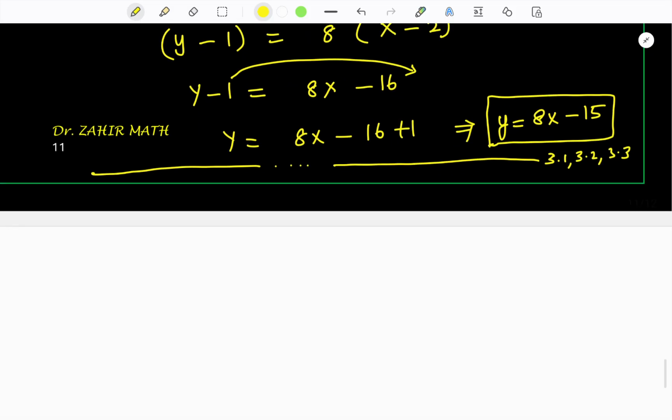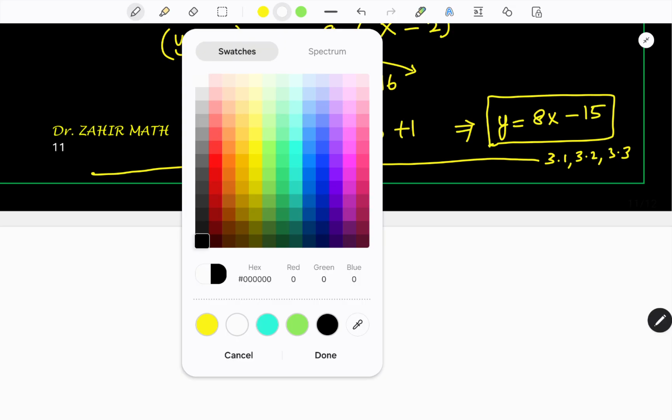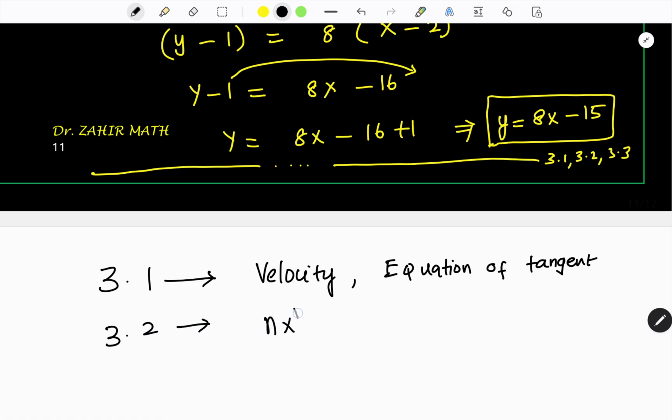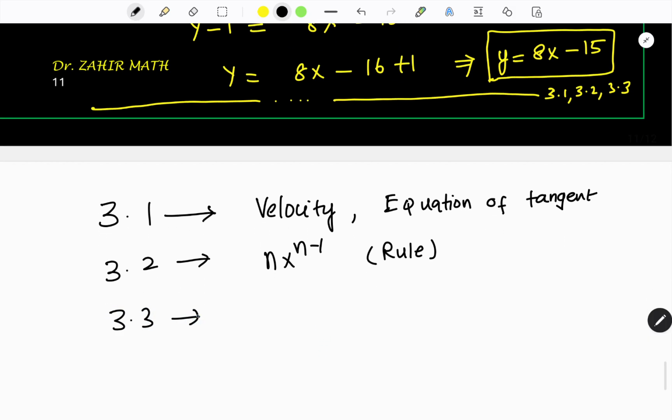Let me write it, no problem. So 3.1, using another color, black: 3.1 is your velocity and equation of tangent. You have to study this from 3.1; I gave you practice. 3.2 is nx to the power n minus 1, this derivative rule. And 3.3 is the product rule and quotient rule.